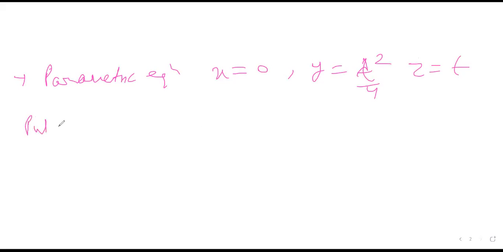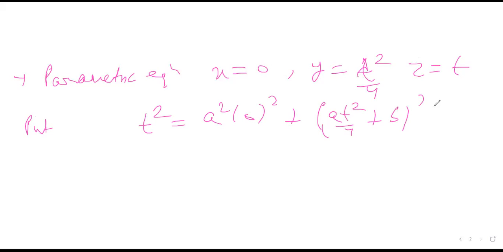Put it in the equation. If I put it in the equation, then I will get t square is equal to a square into 0 square plus a into y, where y is t square by 4, plus b to the power whole square. This will give me t square is equal to a t square by 4 plus b, whole square. Now, if you differentiate it, you can find the equation.